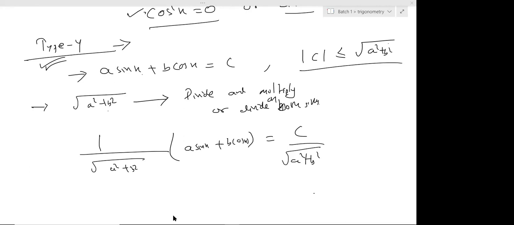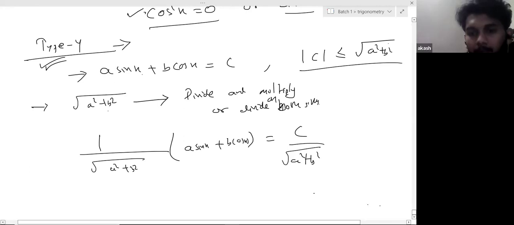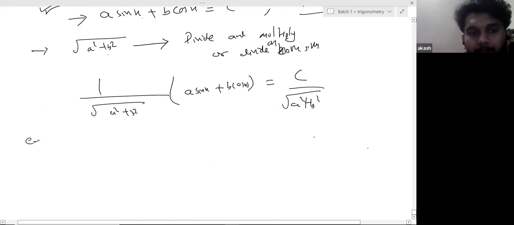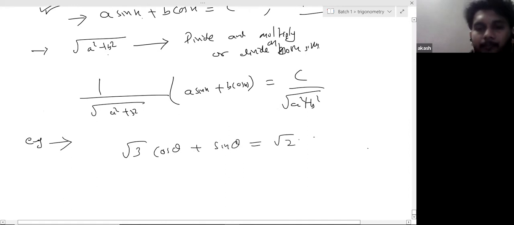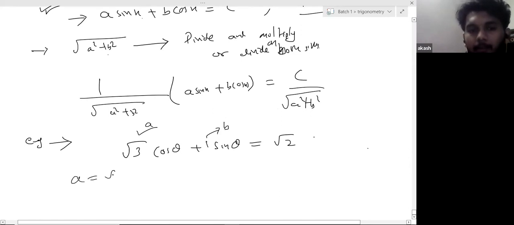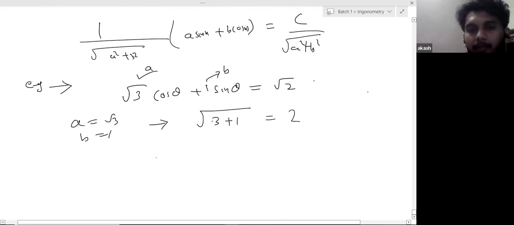So how to solve this type of question? Example: if the equation is root 3 cos theta plus sine theta is equal to root 2. Root 3 can be a and 1 is b here, right? They can be interchanged, there is no issue. So here the value of a is root 3, b is 1. First try to find a square plus b square. So 3 plus 1, that is 4. So we have to divide the whole equation by 2.